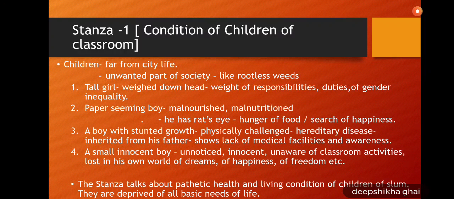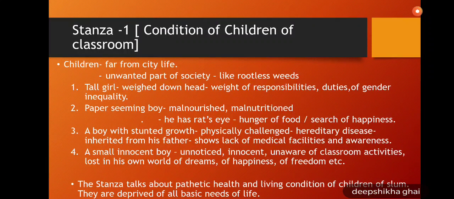This shows the lack of medical facilities and awareness. Because this boy is not able to walk properly, he is reading his lessons right from his place.